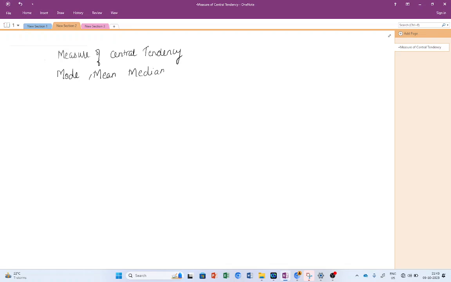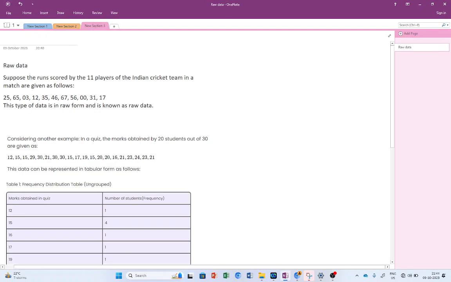Before going into what mean, median and mode are, first we have to know what the types of data are. As discussed already, there are three types of data: raw data, discrete data, and continuous data. Raw data means they are just some scattered data. In the following example you can see that you are given the runs of 11 players of a cricket match. There are 11 players and these are the scores of what they have scored in the match. So this data is just of a scattered type.